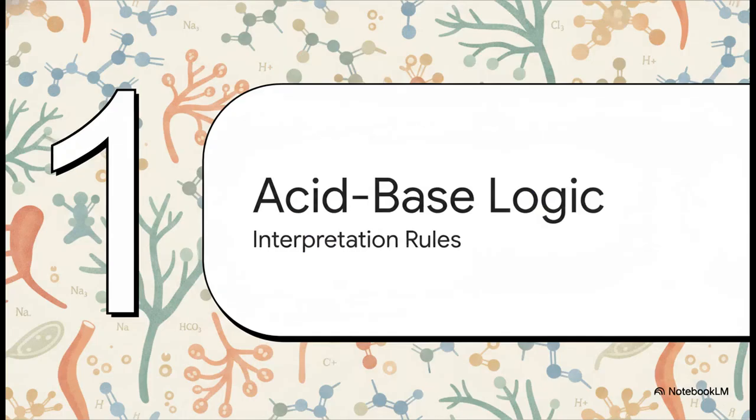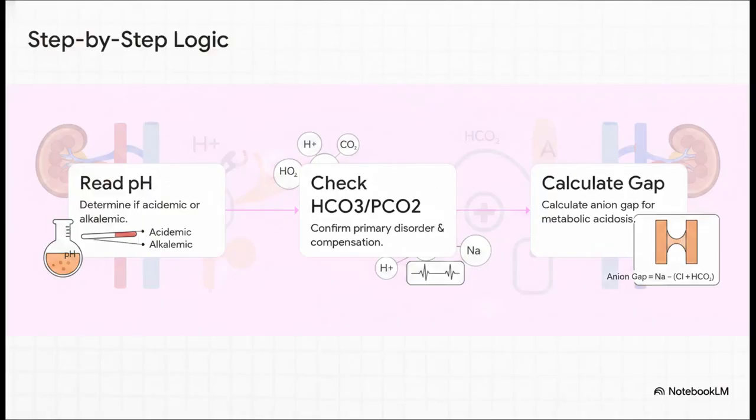Starting with Section 1, acid-base interpretation logic. The order of operations here is strict. First, you read the pH. Next, you decide whether the PCO2 or the bicarbonate actually explains that pH. This confirms the primary disorder and checks for compensation. Then, if you've got a metabolic acidosis on your hands, you immediately calculate the anion gap.